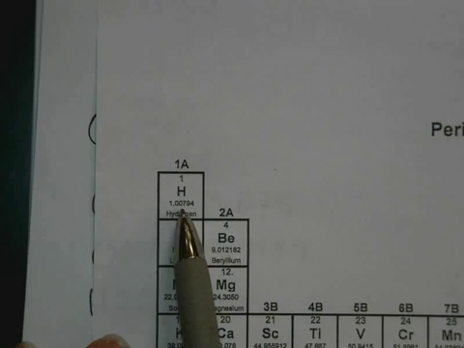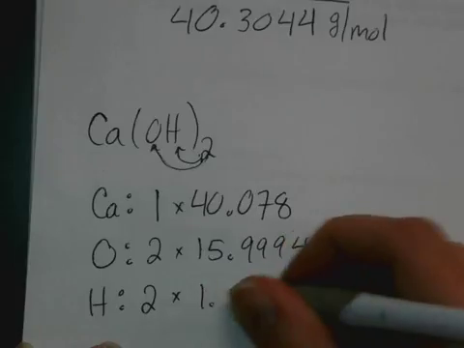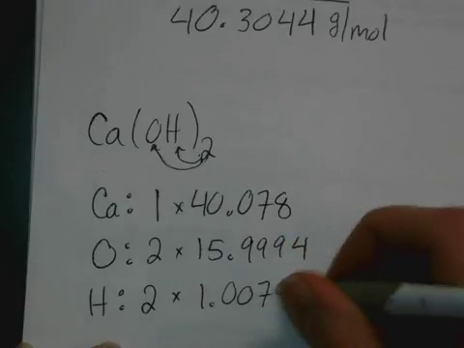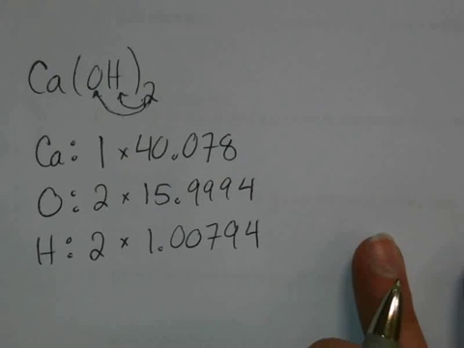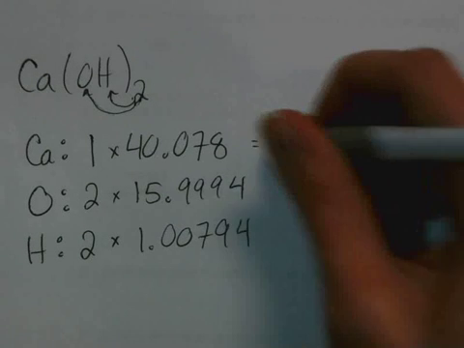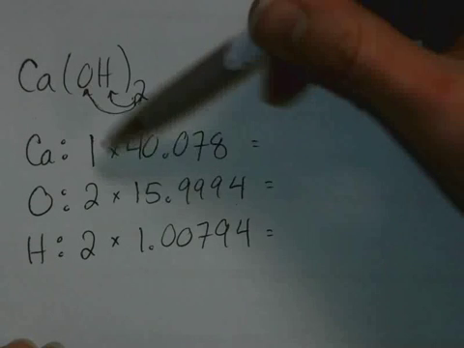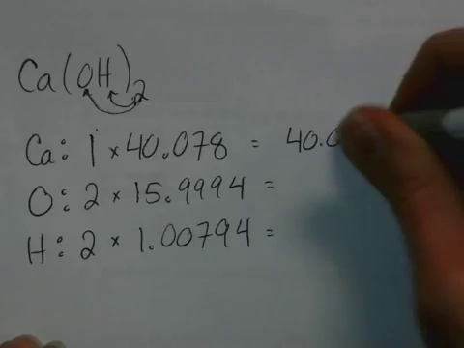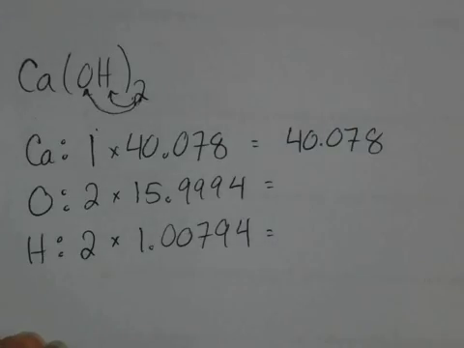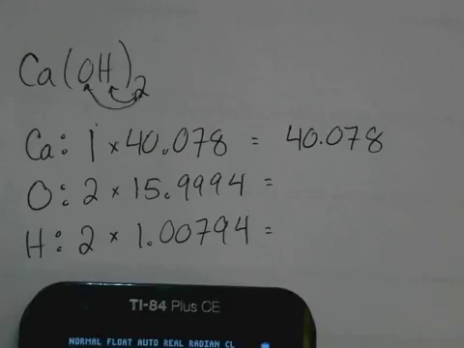Hydrogen has a mass of 1.00794. So I'm going to put that here, 1.00794. Before I plug this into my calculator, I'm going to find the mass of each of those. So 1 times 40, well, for calcium, that's just 40.078. That doesn't change, multiplying it by 1.